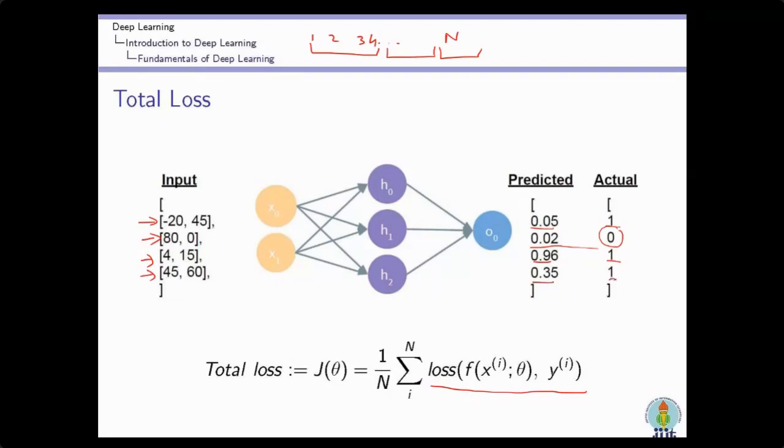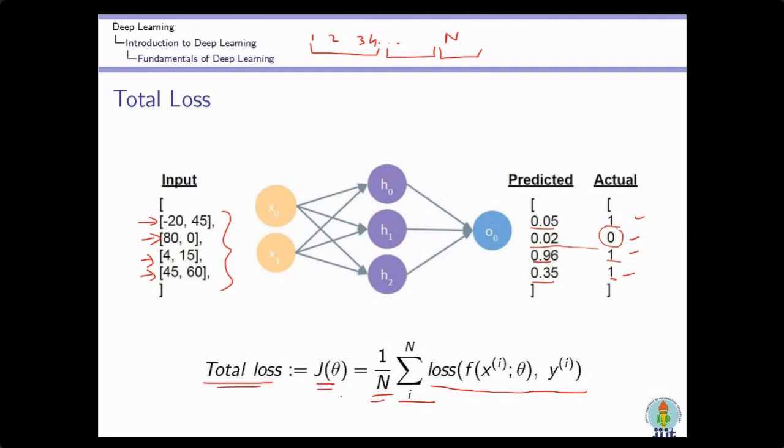So I just calculate the loss of each individual sample, and then I will sum up all these losses, and finally I will calculate the average of these losses. So this is the average loss for this batch of input samples. Now this is known as the total loss. I can represent this total loss as J theta.